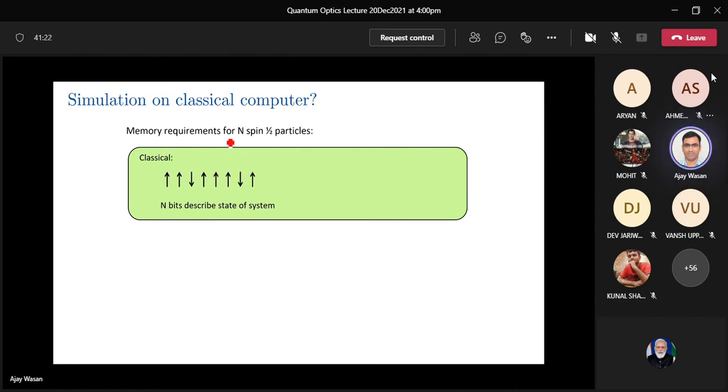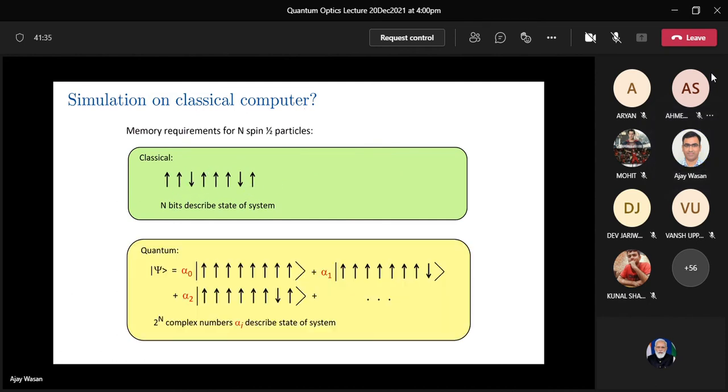So, memory requirements for n spin-half particles. In a classical computer, I'm showing that n bits describe the state of the system, so here I'm showing some up, down. But in a quantum computer, things come like this.